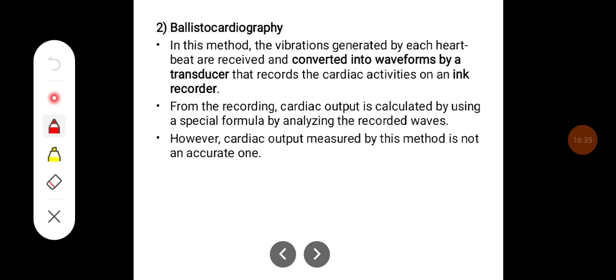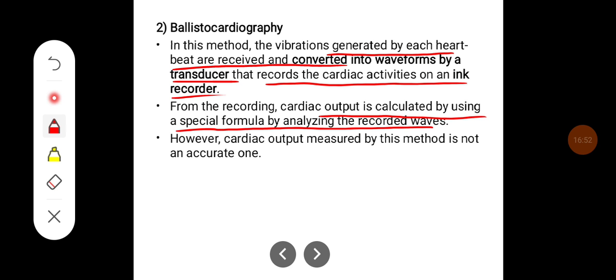Ballistocardiography. In this method, vibrations generated by each heartbeat are received and converted into waveforms by a transducer that records the cardiac activities on an ink recorder. From the recording, cardiac output is calculated using a special formula by analyzing the recorded waves. However, cardiac output measured by this method is not accurate.